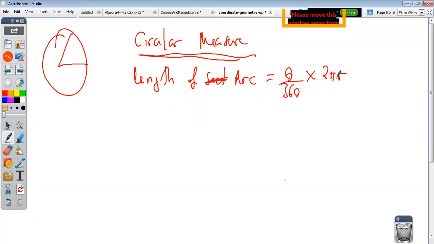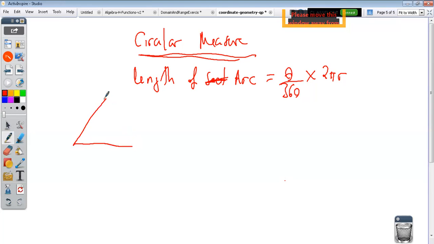Pi d, and then plus r, right? That would be the perimeter of a sector, not an arc. If you do that for an arc, that's not correct. I thought you said perimeter of a sector, sir. No, I said an arc. I changed it. Okay? An arc.